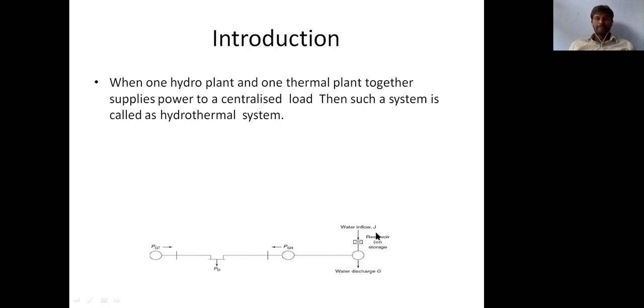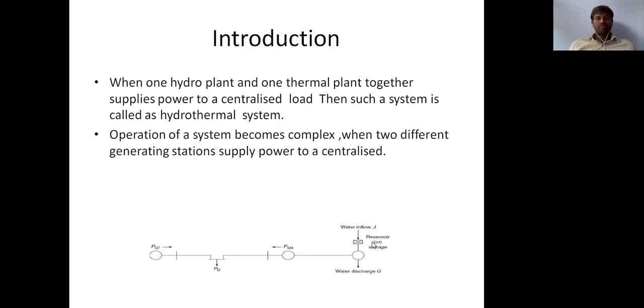So here in this diagram, this is the hydro power plant, the water inflow, the reservoir and the water discharge. The operation of the system becomes more complex when two different generating stations supply power to a centralized load. For an individual thermal power plant the operation is easy, but when two plants are interconnected, the operation of the system becomes complex.